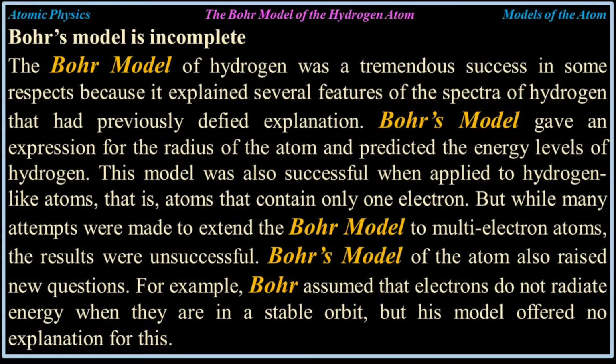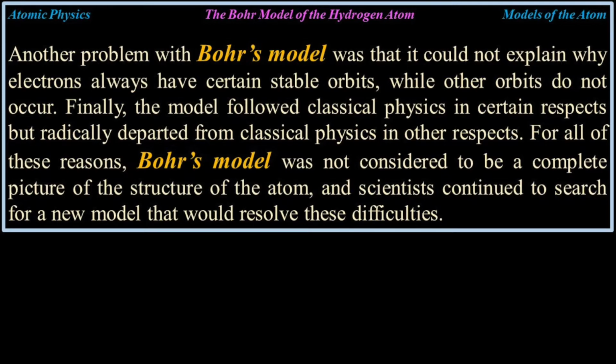Bohr's model of the atom also raised new questions. For example, Bohr assumed that electrons do not radiate energy when they are in a stable orbit, but his model afforded no explanation for this. Another problem with Bohr's model was that it could not explain why electrons always have certain stable orbits, while other orbits do not occur. Finally, the model followed classical physics in certain respects, but radically departed from classical physics in other respects. For all of these reasons, Bohr's model was not considered to be a complete picture of the structure of the atom, and scientists continued to search for a new model that would resolve these difficulties.